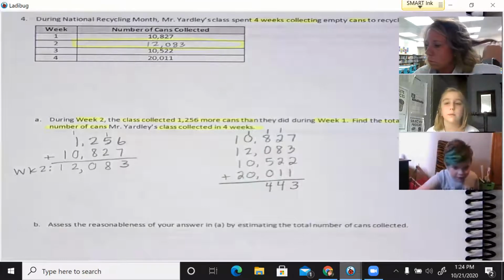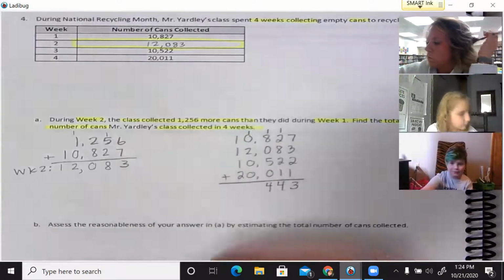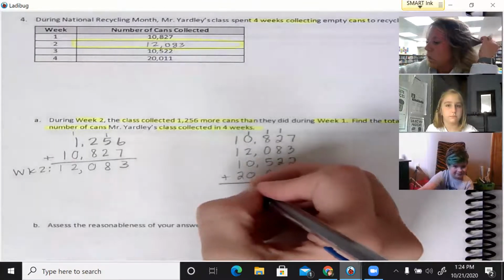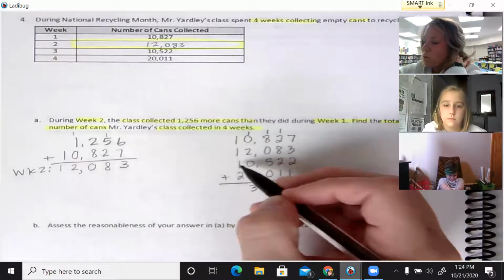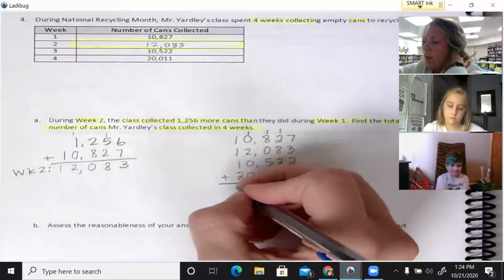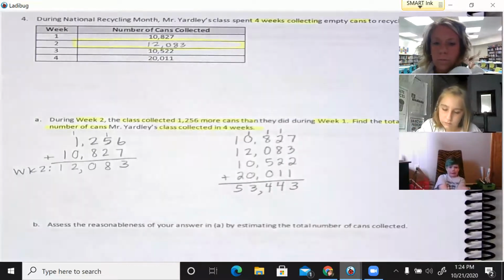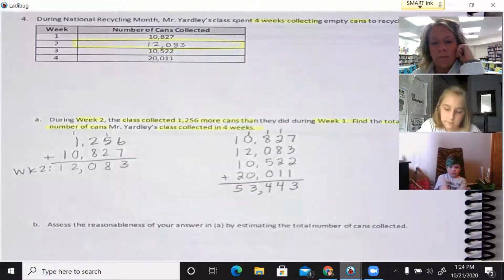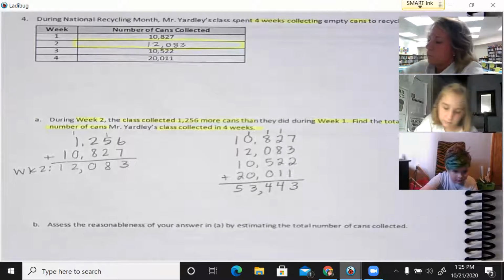0 plus 1 equals 1. 1 plus 2 equals 3. And put down the 3. And then finally, we have 1 plus 1 equals 2. 2 plus 1 equals 3. 3 plus 2 equals 5. 1, 2, 3, comma. How will I label this answer? 53,443 what? Hands.